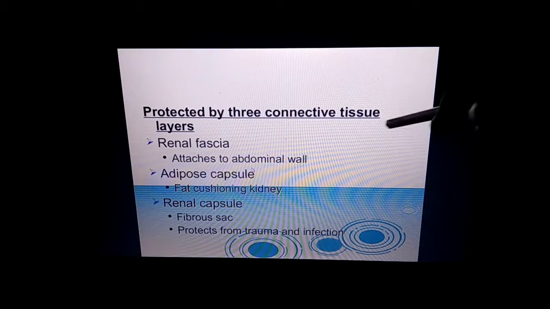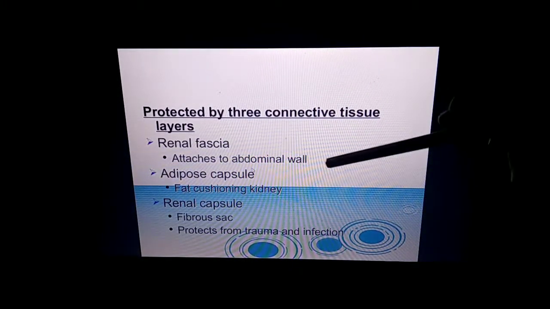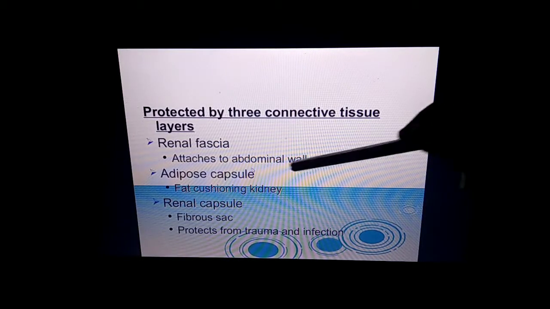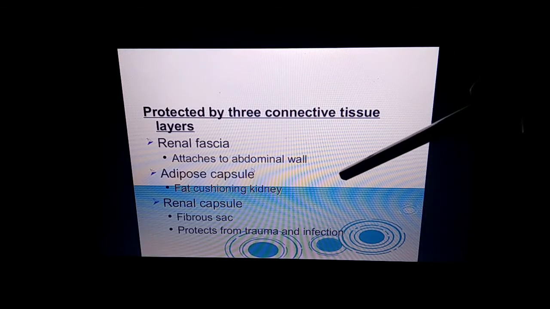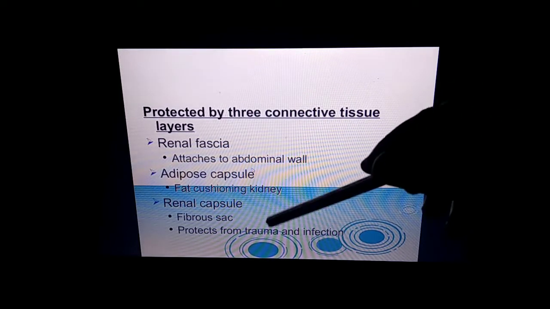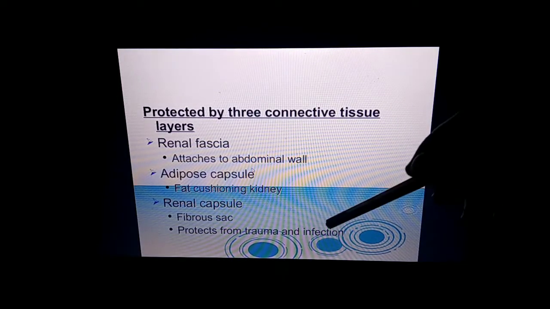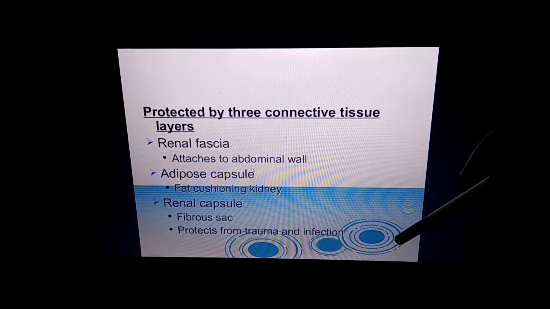These are protected by three connective tissue layers. First one is the renal fascia that attaches to the abdominal wall, then the adipose capsule. Adipose means fat cells are present there. It provides a cushion-like structure that prevents the kidney from any type of trauma or injury. Then the renal capsule is made up of a fibrous sac. It also protects from trauma and infection.